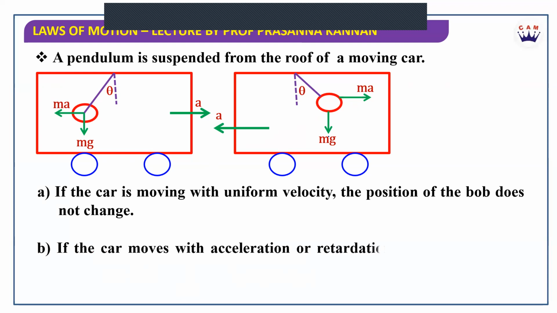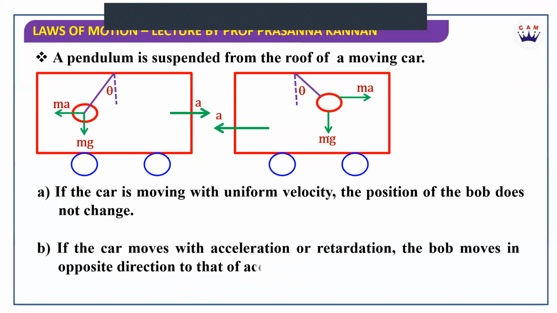If the car is moving with uniform velocity, what is acceleration? Uniform velocity means what? Velocity is constant. If velocity is constant, what is acceleration? Then there is no force, right? No pseudo force. Therefore, the pendulum will not swing to the back or front. So if the car is moving at uniform velocity, the position of the bob does not change.